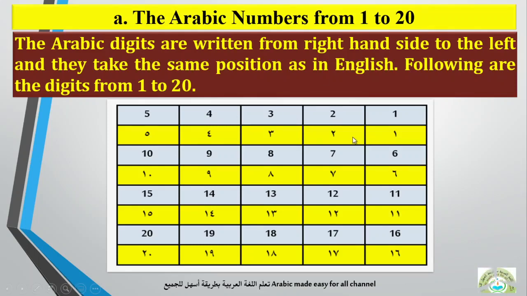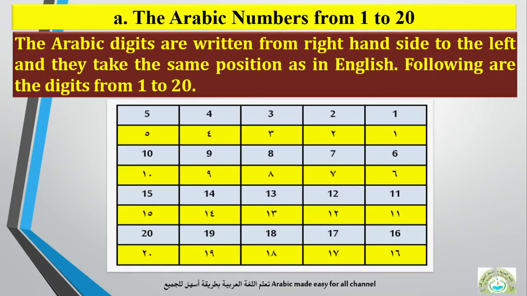So this is 1, 2, 3, 4, 5, 6, 7, 8, 9, 10, 11, 12, 13, 14, 15, 16, 17, 18, 19, 20. Those who are learning this language for the first time can practice writing these digits in the notebook the same way as it is written here. This is the method of how we write Arabic numbers. From 1 to 20 I have given here, the rest you can guess and practice more. Let us see the next.